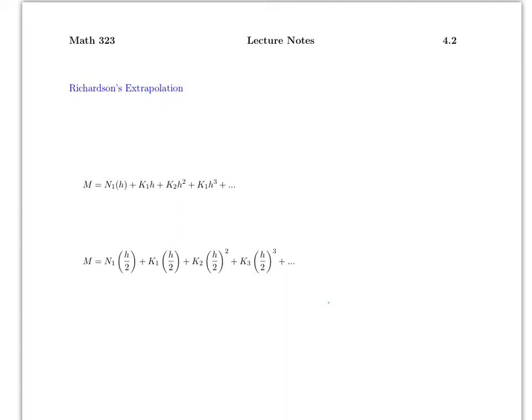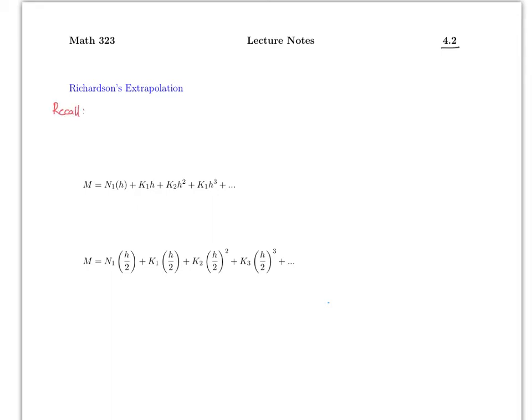Hello everyone, this video covers section 4.2, Richardson Extrapolation. So the idea of extrapolation is that we're going to use the exact same methods from 4.1. We're going to extrapolate, and I'll explain what that means with some examples, to increase the accuracy of the method. And by accuracy, I mean this.